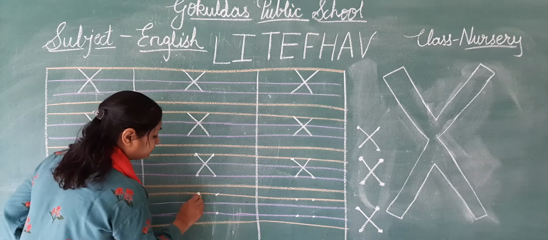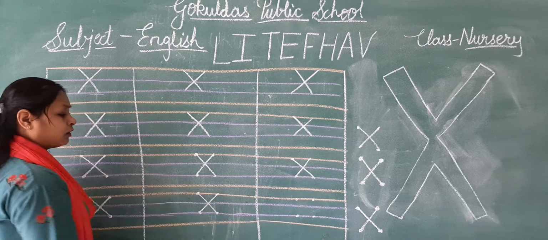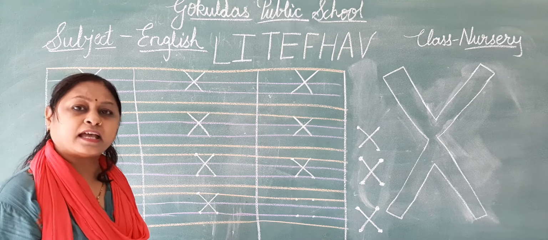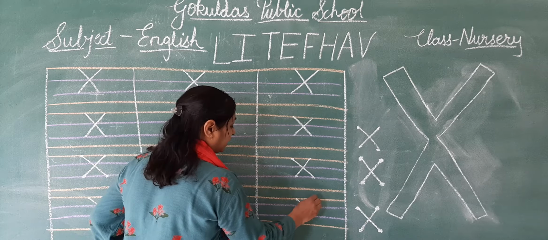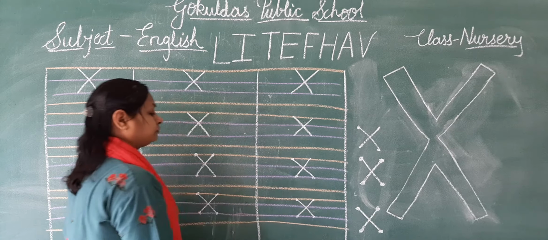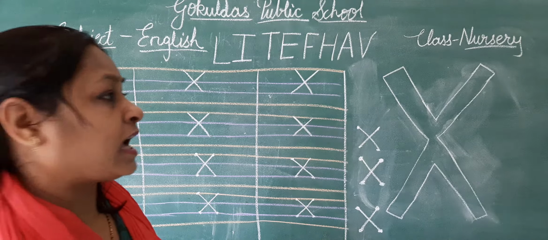Again look here, standing line down, and again standing line down. So which letter is this? X. Again look here, from up to down, and again up to down, right? Which letter is this? X. Like this you have to write in your notebook, right? X. X for X-ray, X for xylophone.